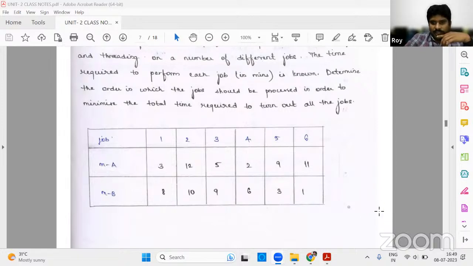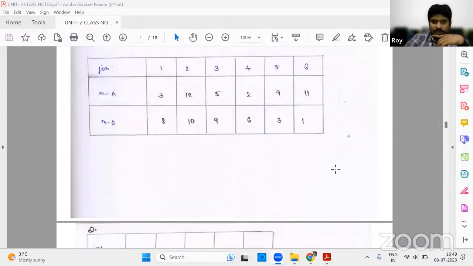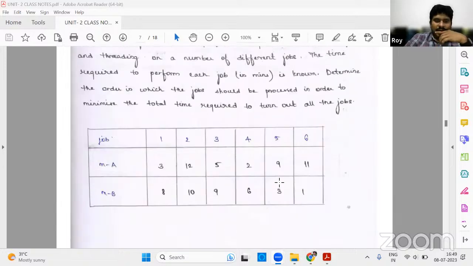Santu and Vishnu, are you able to understand? Are you there? Yes, sir. You are listening, right? Please respond if you can. Right now, after looking at the question, Santu, you tell me, what is the least processing time among the machine A and machine B timings?